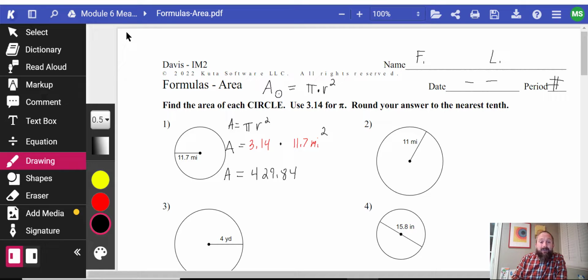But area is actually counting up all the little squares in here. Maybe there's half a square, maybe there's a quarter of a square. But counting up every single square inside here, and they're uniform, not like the silly little drawn squares that Mr. Schultz does. So when we're talking about this, we're not talking about miles, we're talking about square miles. So that's about 430 little squares inside here. All right, let's go on to the next one.